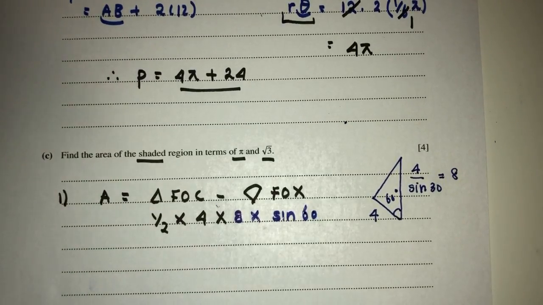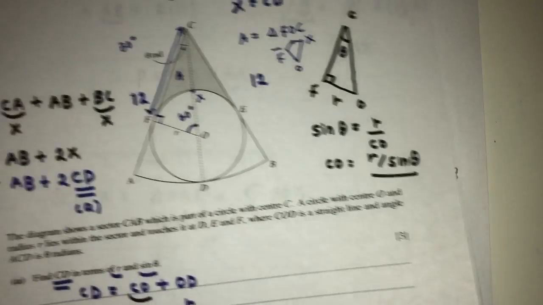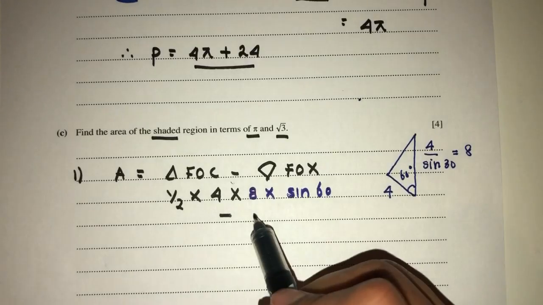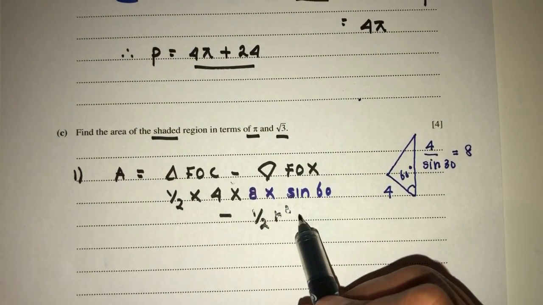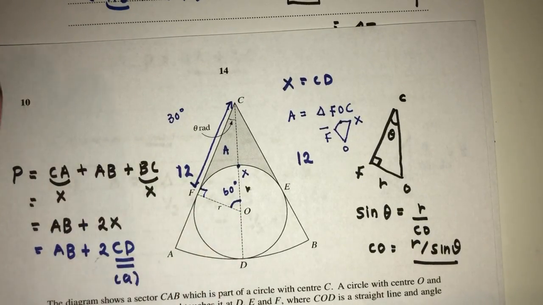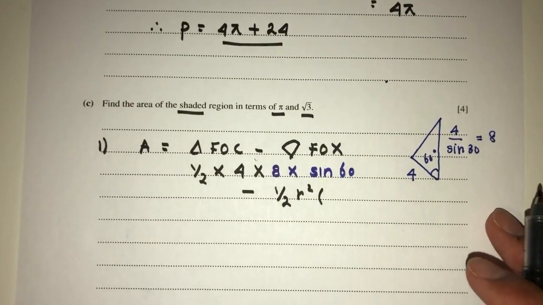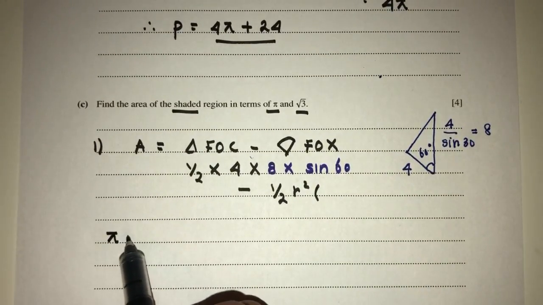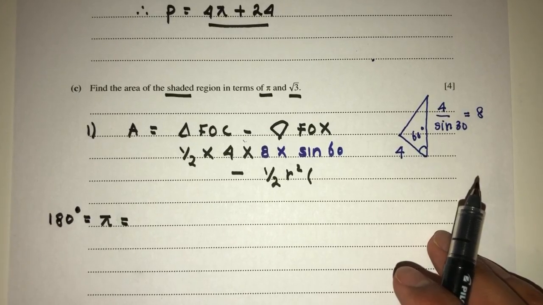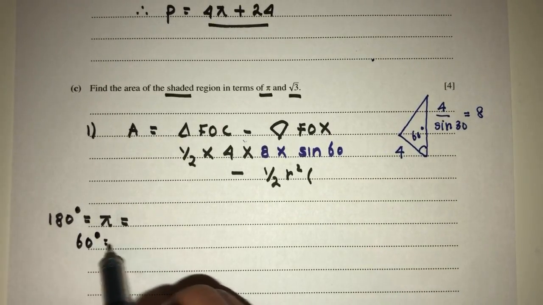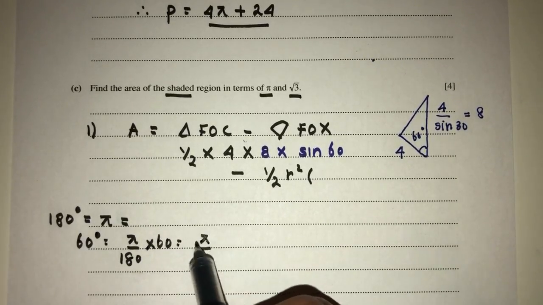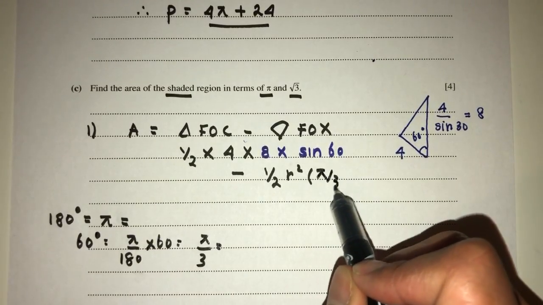Now minus the area of the sector. The sector is pretty easy. This is the radius, so the formula is half r squared theta. Now the angle here, if you observe, is 60 degrees, and we have to write this in terms of radians. We know that 180 degrees is equal to pi radians. So 60 degrees will be pi divided by 180 times 60. That will be pi over 3. So this is the angle that we have to use, pi over 3.